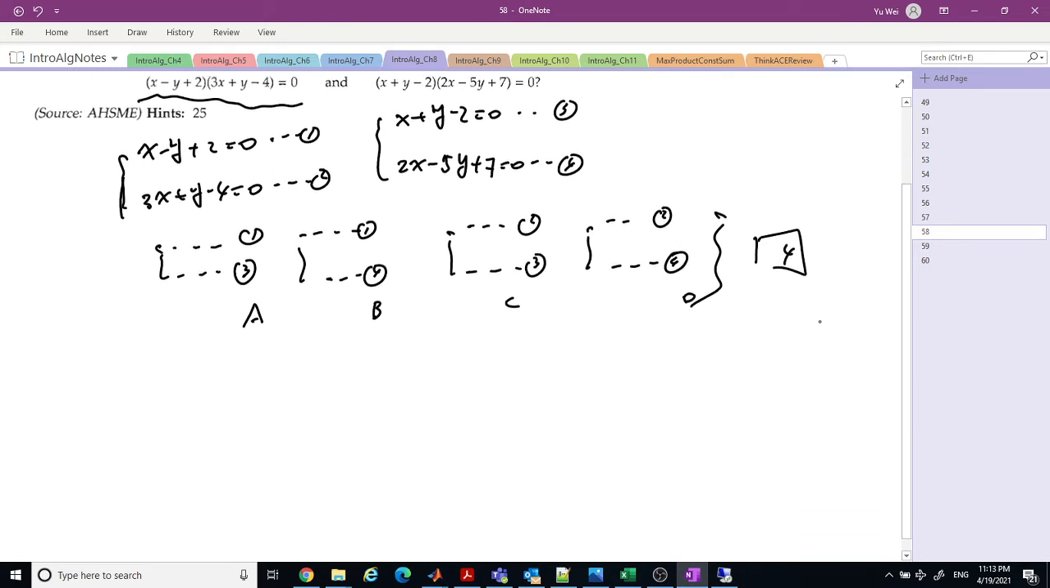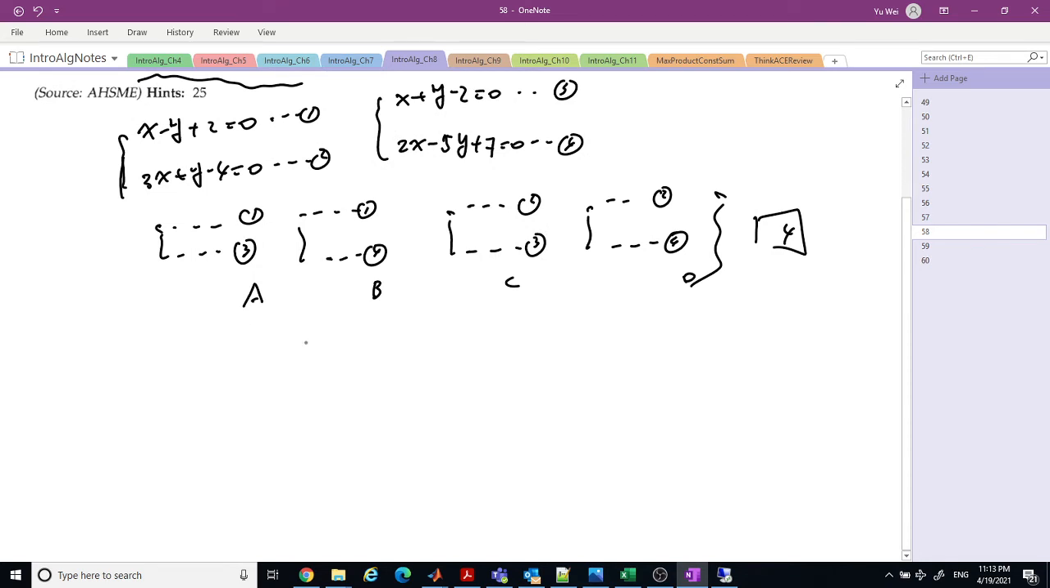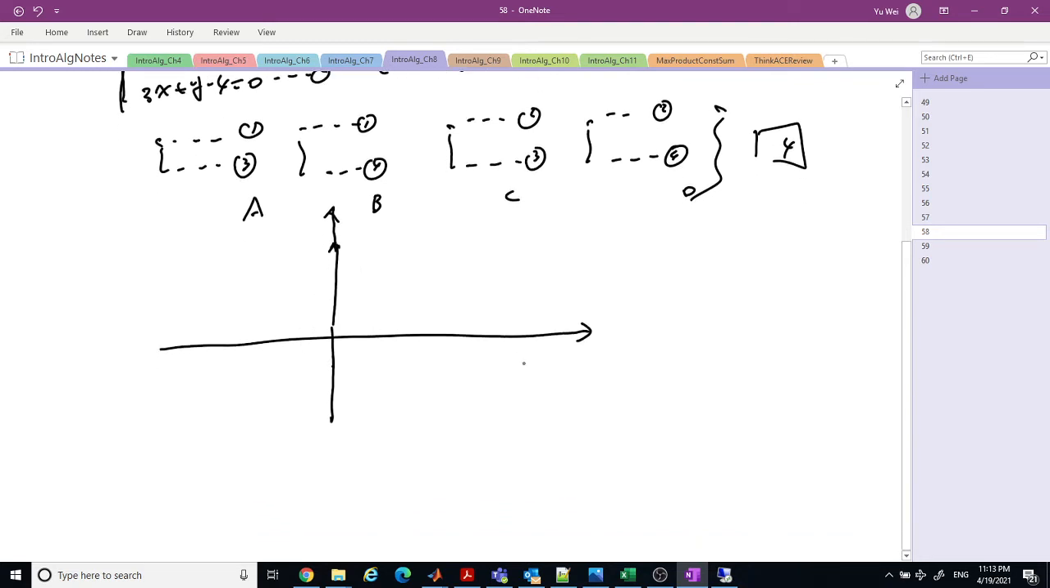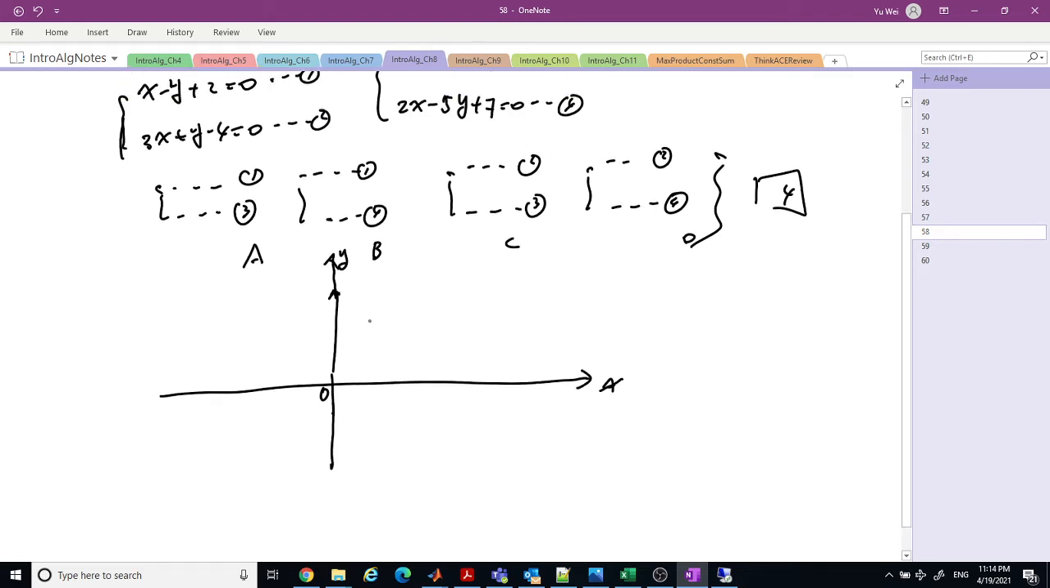But here I want to sketch the graph of this one. Sketching the graph is really important. X, Y, O. The first is y equals x plus 2, right? So it passes through 2. y equals x plus 2. It's a 45 degree line.